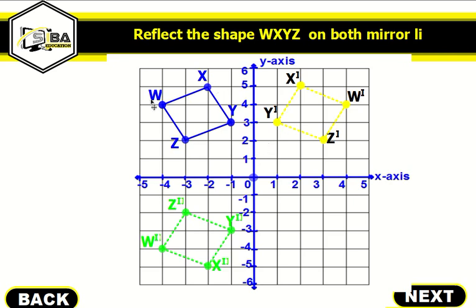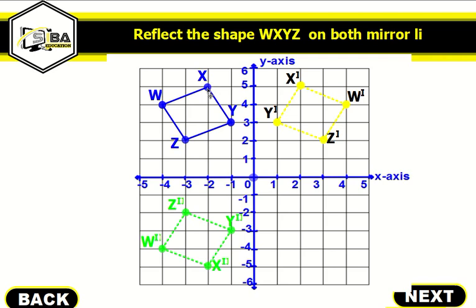Now, WXYZ is the shape here. Let's reflect it on the y-axis. When we finish, reflect it on the x-axis. On the y-axis, that is the y as our mirror line. How do we reflect this shape? We first of all reflect the vertices of the shape.